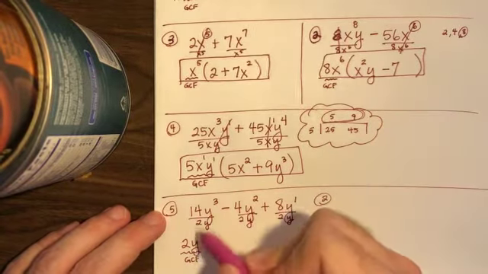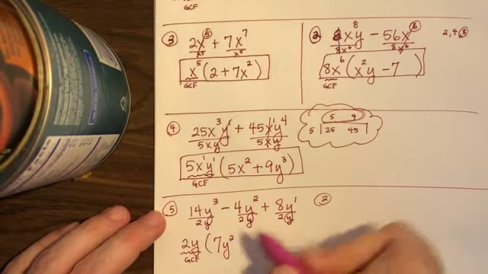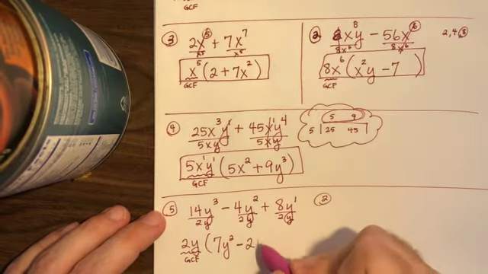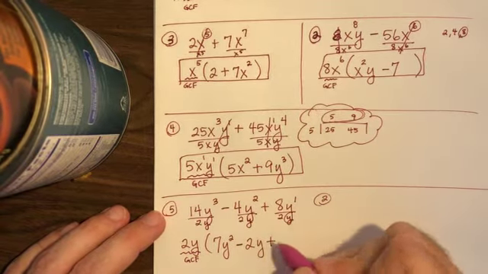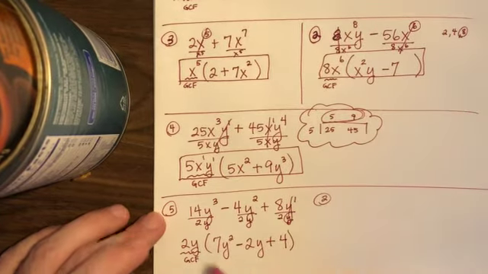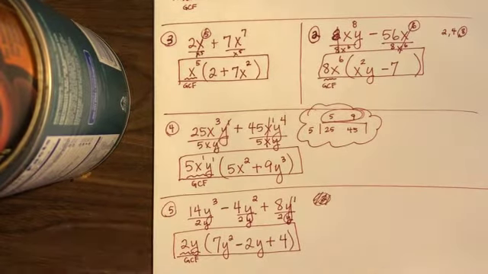I can't see you. 14 divided by 2 is 7. 3 minus 1 is 2. Minus. 4 divided by 2 is 2. 2 minus 1 is 1. Plus. 8 divided by 2 is 4. Y's cancel. Close it up. That's the answer.